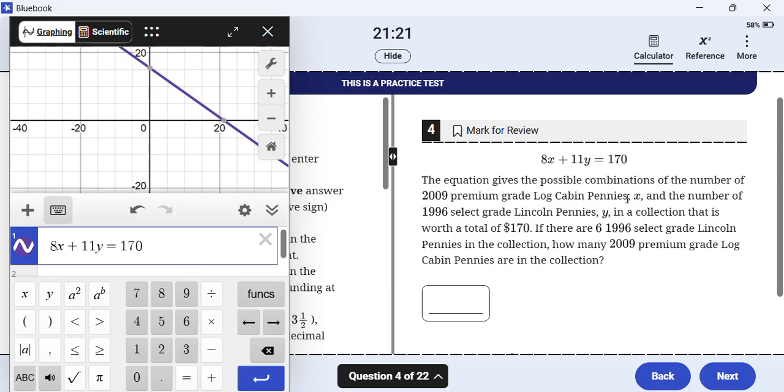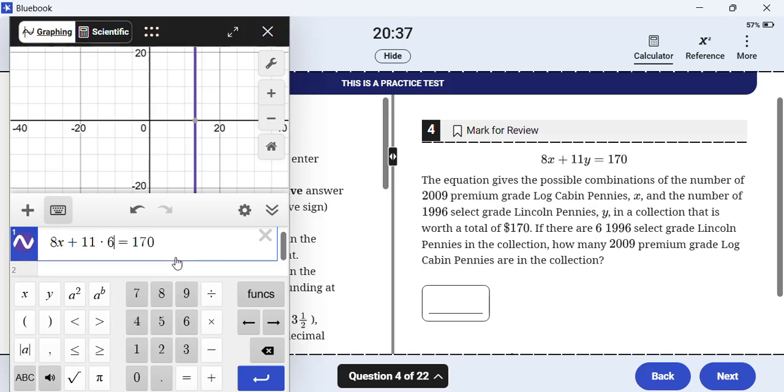All right, so it says X is the 96 Lincoln and Y is the... wait, I am confused already. Okay, X is the premium grade log cabin. Y is the select grade Lincoln. And it's saying if there are 6 select grade Lincoln, how many of the other are there? So there's 6 of the Lincoln penny. Lincoln penny is Y. So the most confusing part of this problem is just keeping track of which is X and which is Y. They do that on purpose.